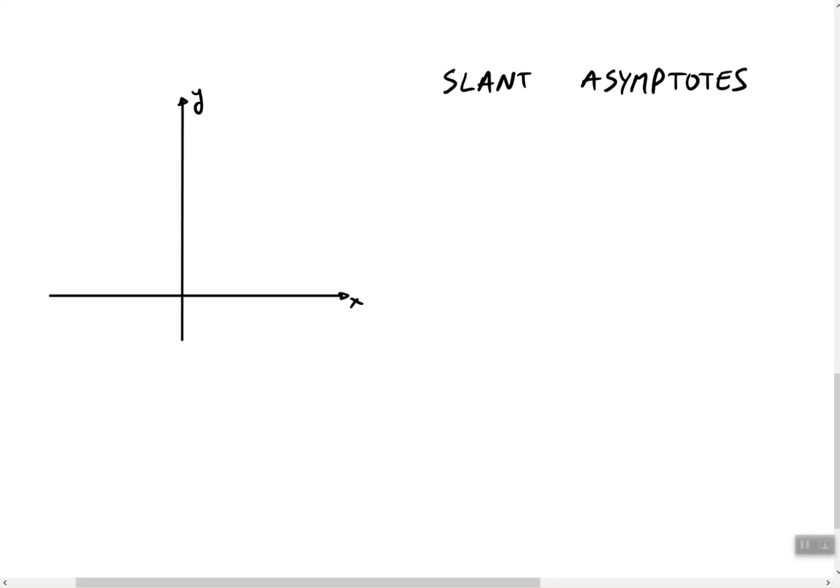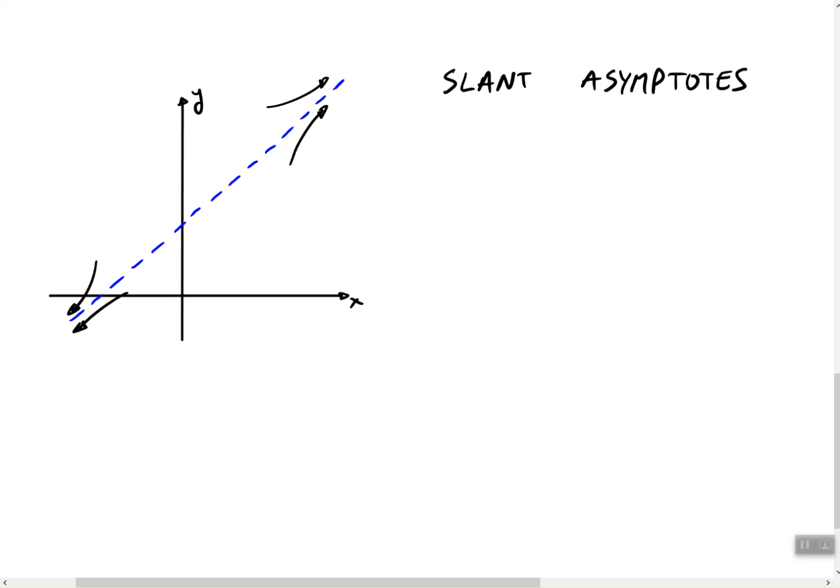So slant asymptotes or oblique asymptotes are basically kind of like borders on the graph, and the graph of the function ultimately gets close to them. So it kind of stabilizes in that direction. Instead of being horizontal, it's going to be kind of diagonal.